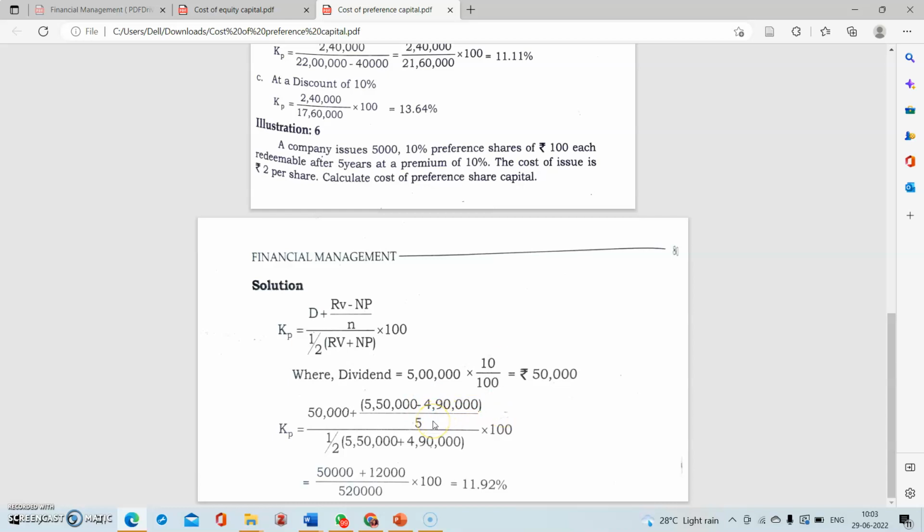Divide by 5, because after 5 years you are paying back. So here, you are getting 60,000, 5 lakhs 50,000 minus 4 lakhs 90,000, 60,000, but that is for 5 years. So for 1 year you are finding out the amount. That is why you are dividing by 5 and half of this value, and you will get it as 11.92. Hope both the cases are clear to you.